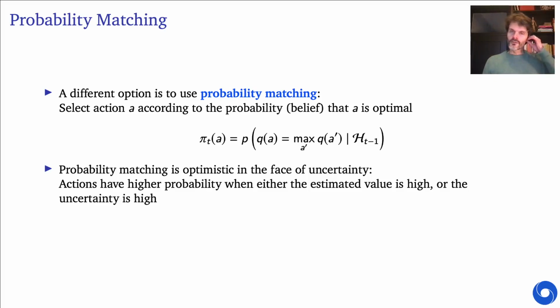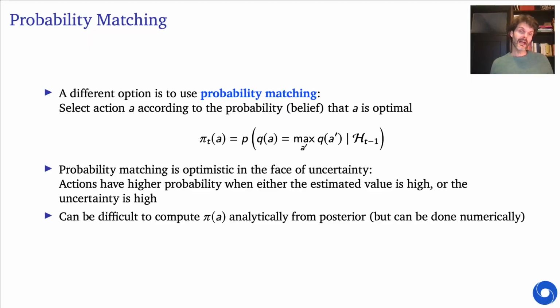However, it's a little bit unintuitive, as I mentioned, because it's not immediately obvious that this is the right probability that you should assign to an action, right? It's not immediately obvious that picking according to the probability that the action is optimal is also the right probability to use for exploration. In addition to that, it can be a little bit difficult to compute this probability analytically from the posterior. Well, this can be done numerically, but even keeping track of the posteriors, of course, can be a tricky thing in a full Bayesian update. But if you have the posteriors, then you can compute these probabilities potentially numerically.